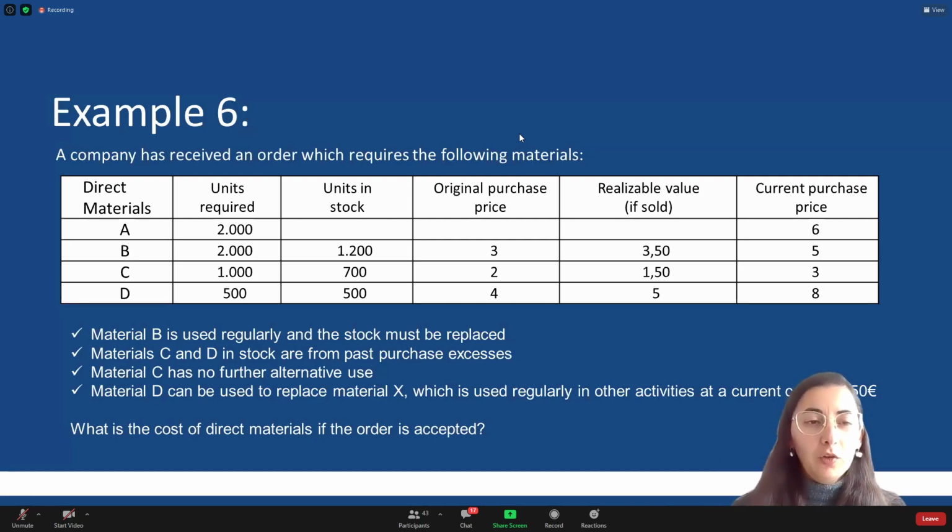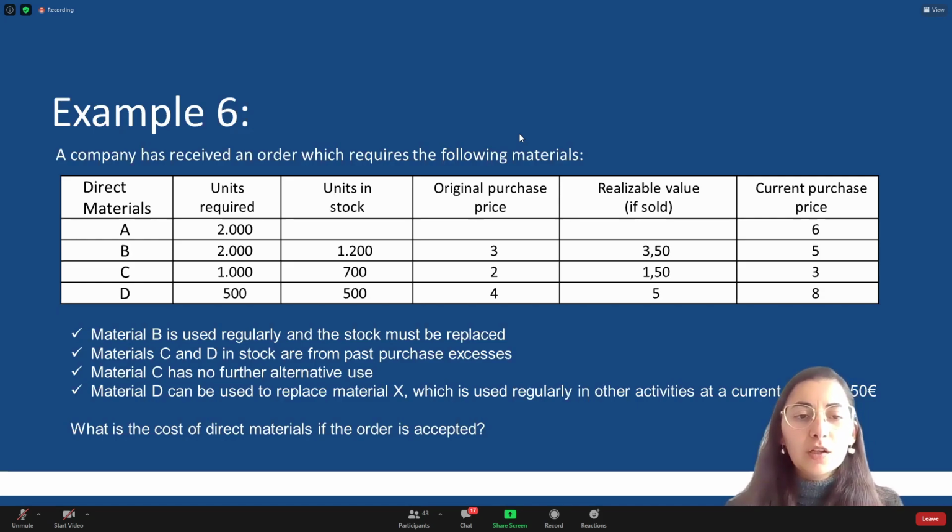So we have here 4 materials, A, B, C, and D. To produce a product, we require these units of the material. We require 2,000 units of A, 2,000 units of B, 1,000 units of C, and 500 units of D. For A, we do not have any units in stock. For B, we require 2,000 units and we have 1,200 in stock. For C, we require 1,000 units, we have 700 in stock. And for D, we require 500 units, and we have 500 units in stock. So let's see what they're saying there for each material.